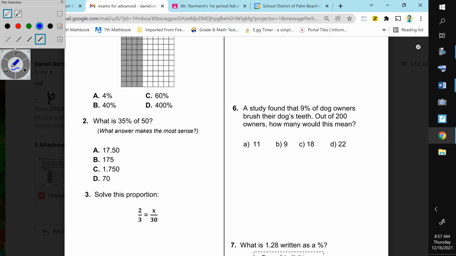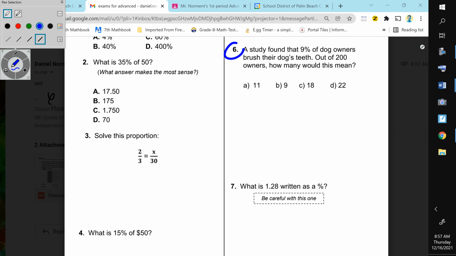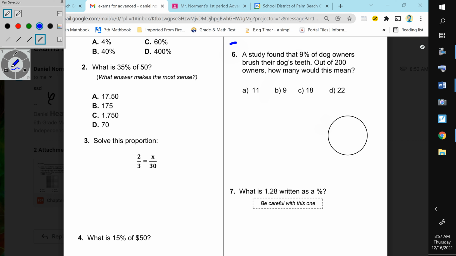Alright, number 6. So, convert that to a decimal, okay? Put a decimal at the end and move it once, twice. And then take this number, multiply times 200, and you will get your answer. And you should see it, okay? Just make sure you remember about how to multiply with the decimals.